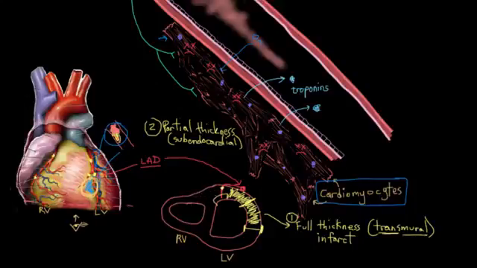Then you'll still have a heart attack. You'll still have a myocardial infarct, but it'll be one of a much smaller region. Right? It won't actually be a full thickness. It won't be a full thickness infarct. It'll just be a partial thickness. So those are the two major types of myocardial infarcts.